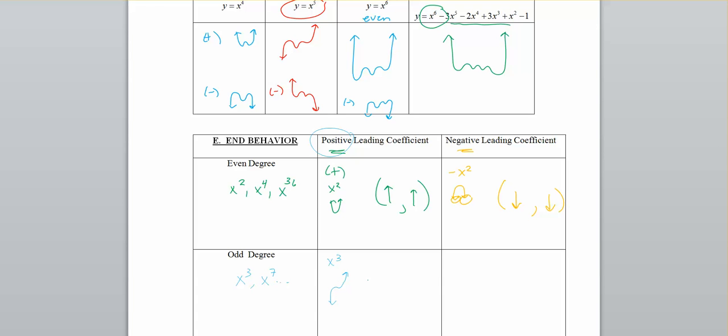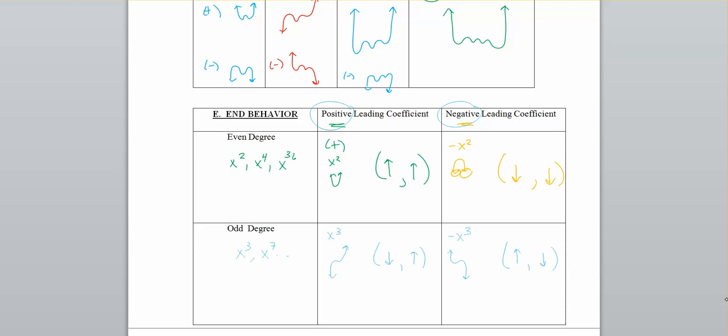So if they look like down, up, my end behavior is going to be down, up. Whereas if I had a negative leading coefficient, like a negative x cubed, I need to know my graph would be flipped over. So any negative odd degree, any odd degree with a negative out front, is going to be up on the left and down on the right. And that is what's called your end behavior.